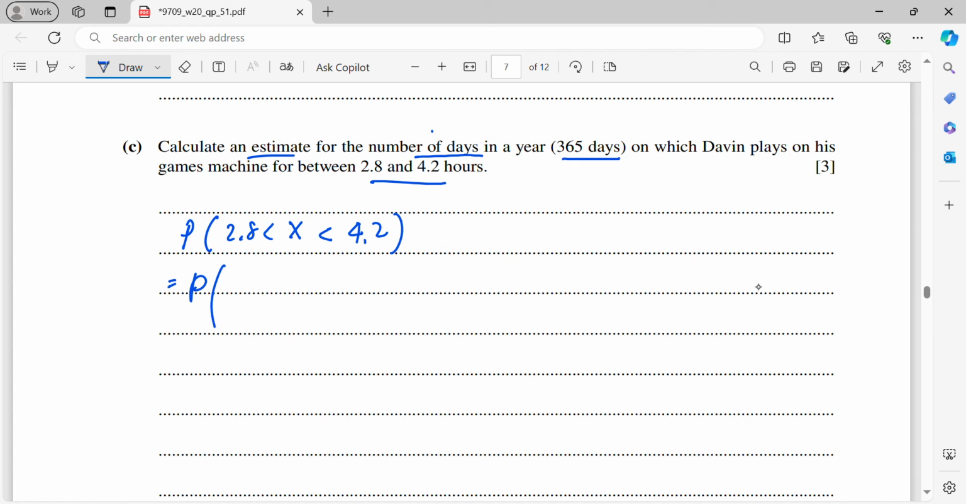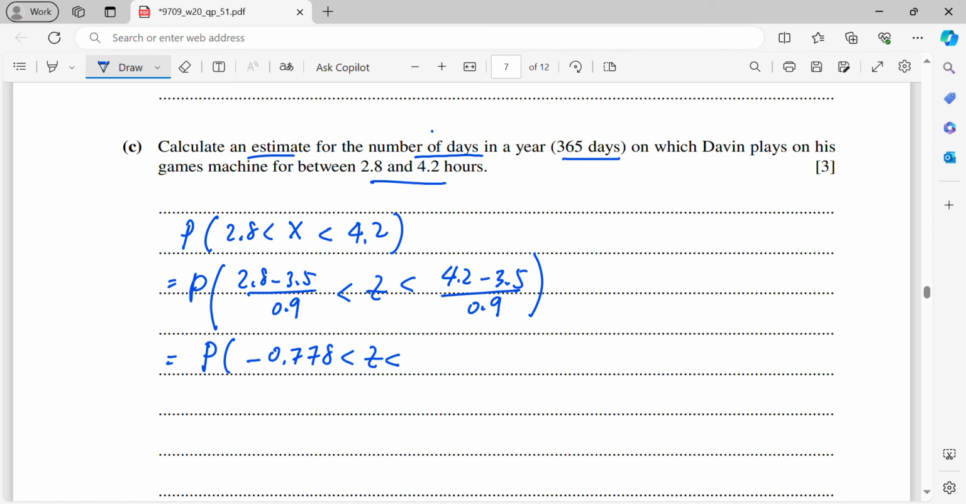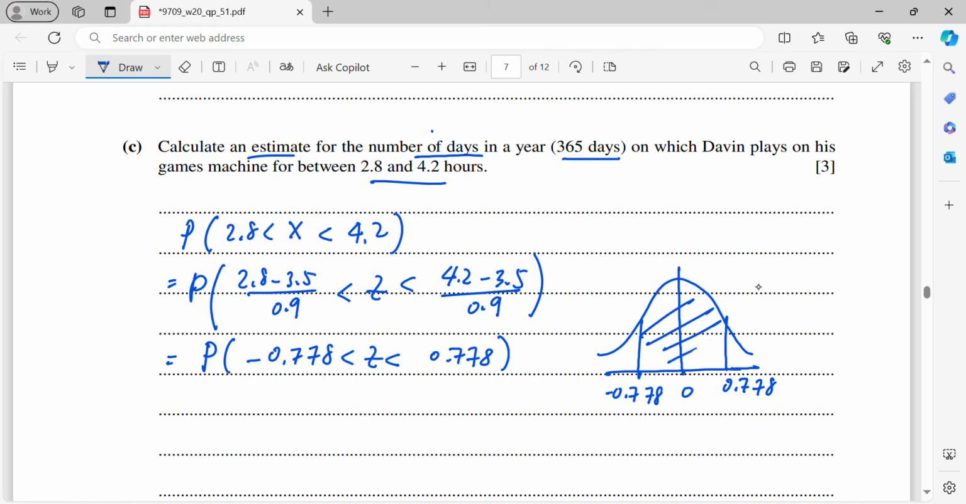So now again standardize it. You get 2.8 minus 3.5 over 0.9, and that becomes z because I have standardized it. From here, you will be getting the first value as negative 0.778, and the next value is 0.778. Then now I sketch a graph. Both are the same values but one plus and one minus. So the region is in between.